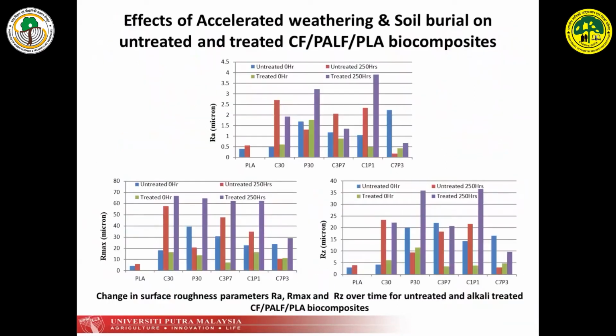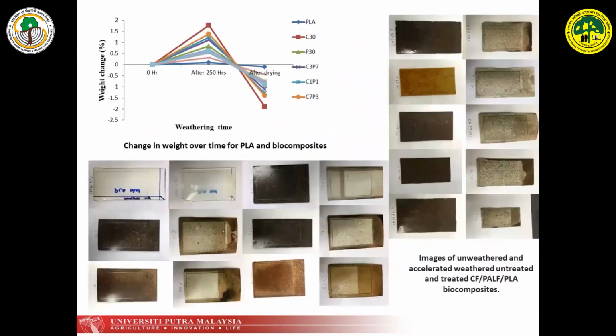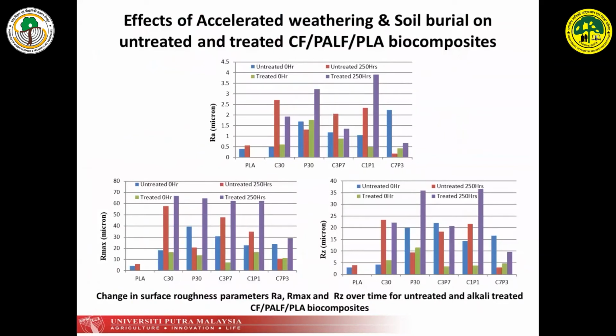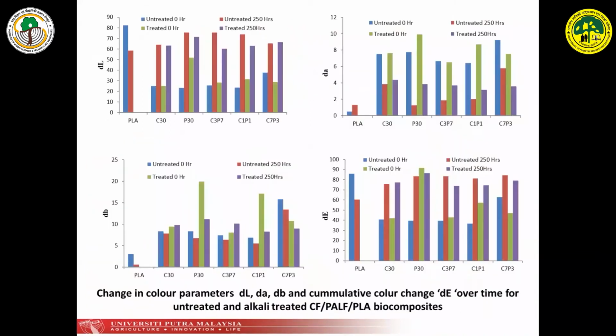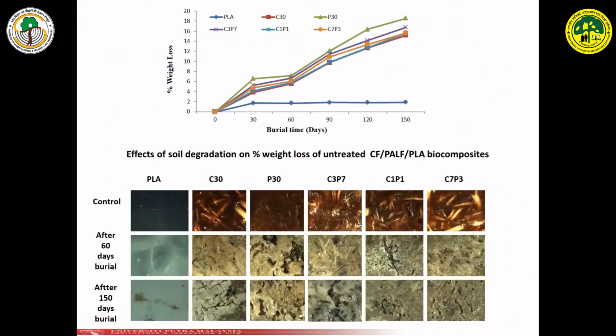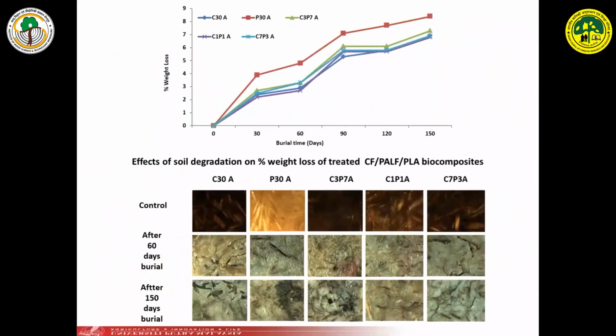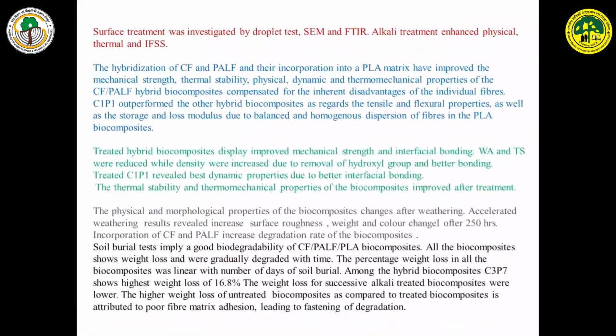Further. And we also did the accelerated weathering test, and we measured the different properties of the untreated and treated, and also the soil burial test. And we find out like 250 and all these things. Go further. And here we also took images of unweathered and accelerated weathered, untreated and treated coir, pineapple and PLA composite. Further. Because we have limited time, I'm not going into these different parameters we used. Go further. Yeah. So we find out, just go with that.